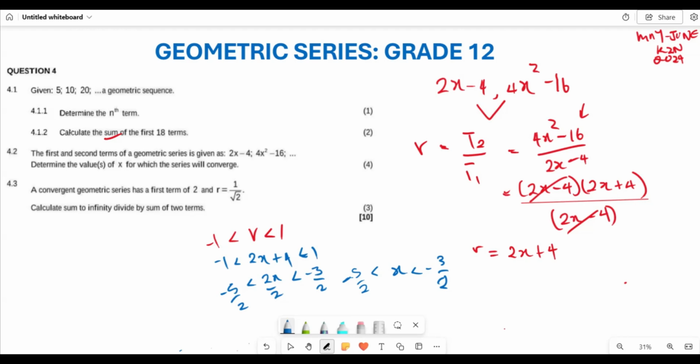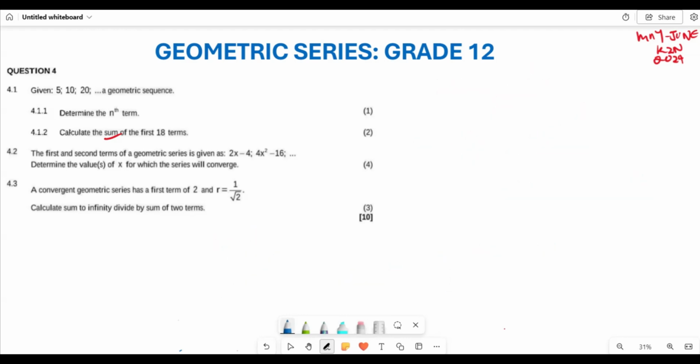Now, let's look at our question 4.3 and see what it is that we can do from here, right? Now in 4.3, what are they saying here? They are saying a convergent geometric series has the first term as 2, the ratio as 1 over root 2. Now they say calculate the sum to infinity divided by the sum of two terms, right?